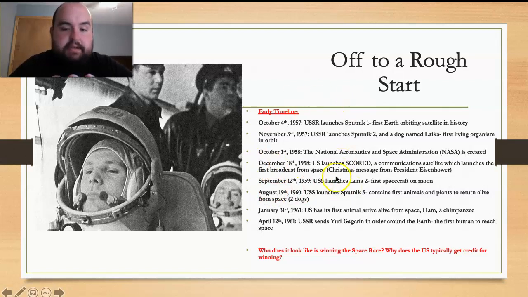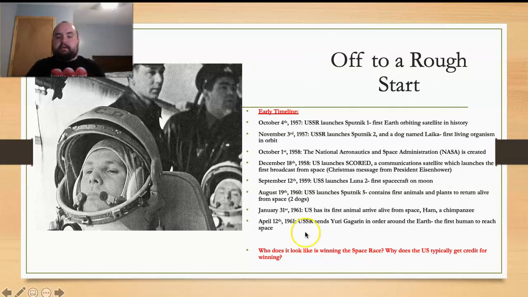By 1960, the USSR had launched Sputnik 5, which contained the first animals and plants to ever return alive after being launched into space. The animals, by the way, were two dogs. By 1961, the U.S. finally had its first animal return alive from space, Ham, a chimpanzee. By April 12, 1961, as you can see pictured here, the USSR had sent Yuri Gagarin, if I'm pronouncing that correctly, in orbit around Earth, who was the first human to ever reach space.